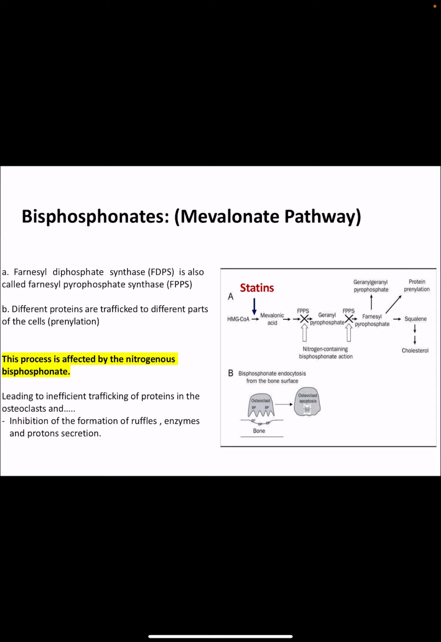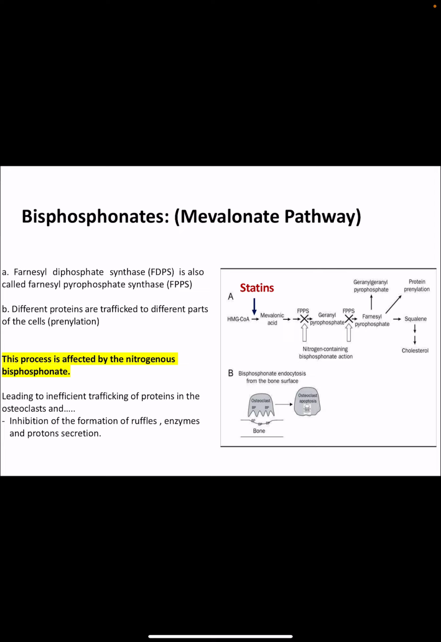Do you remember the mevalonate pathway? Yes, Sheikh. Cardiovascular CVS block, mevalonate pathway. Statins. HMG-CoA reductase. So this is the pathway where cholesterol is formed and can be inhibited by statins.